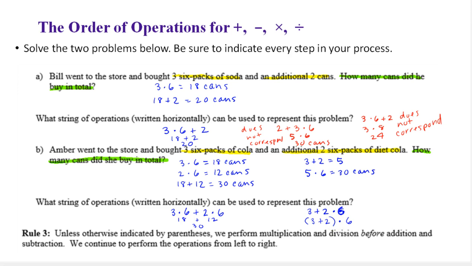In general, Rule 3 says, unless otherwise indicated by parentheses, like we did here, we perform multiplication and division before addition and subtraction. We'll continue to perform the operations from left to right, like we did before. And we're going to look at a few examples in the next video in abstract form.